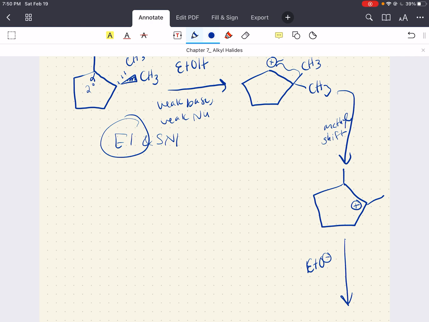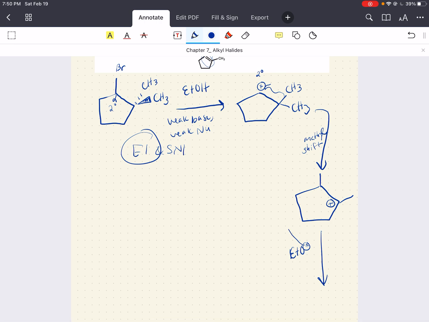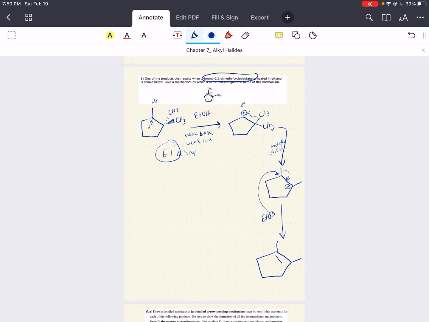All right, and what it's going to do is it's going to steal a hydrogen. It's going to steal the hydrogen here. The hydrogen will dump its electrons here, and we're going to form a double bond there. All right, and so we have obtained the product that they wanted us to. We have drawn the mechanism, and this is an E1 reaction.